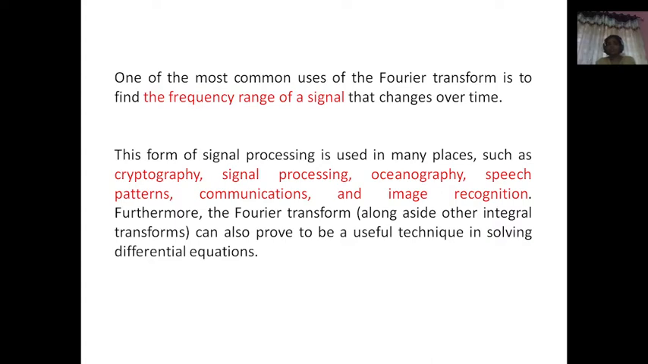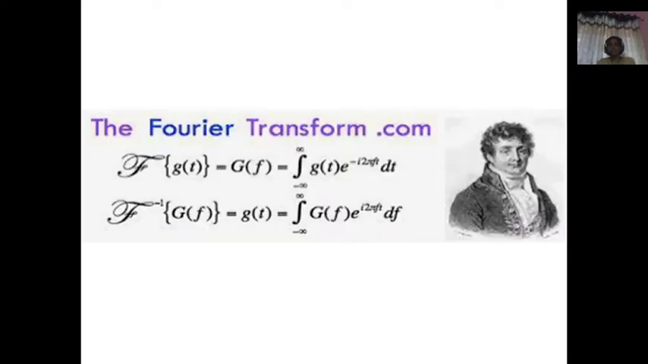The most important point here is that the Fourier transform is applicable for non-periodic signals. In the case of the Fourier series, we are able to apply it for periodic signals, but the Fourier transform is applicable for non-periodic signals. Then the Fourier transform is given by the equation: the Fourier transform of g of t, the signal in time domain, is equivalent to G of f in frequency domain, which is equal to the integral from minus infinity to infinity of g of t e power minus j 2 pi f t dt.